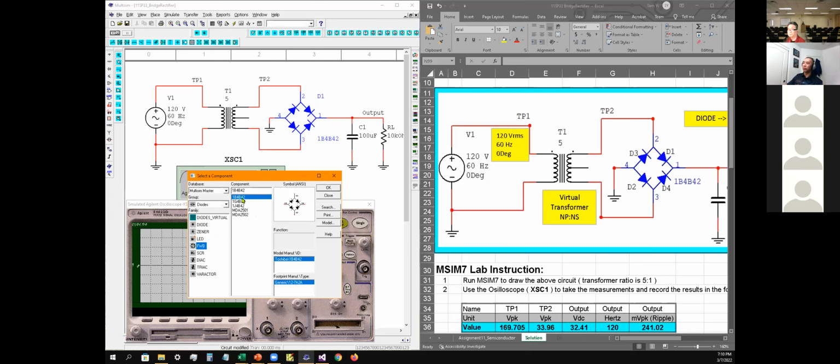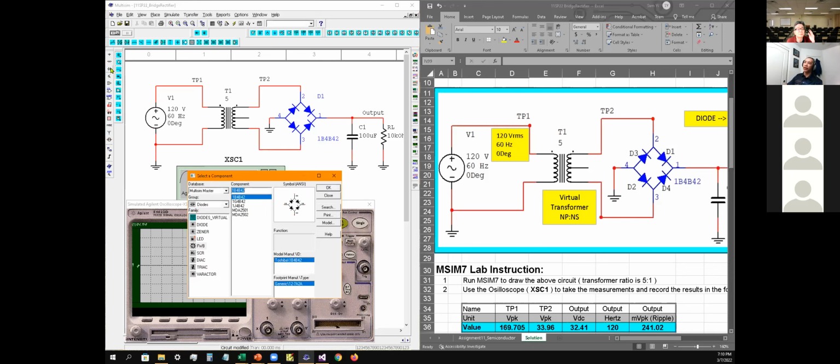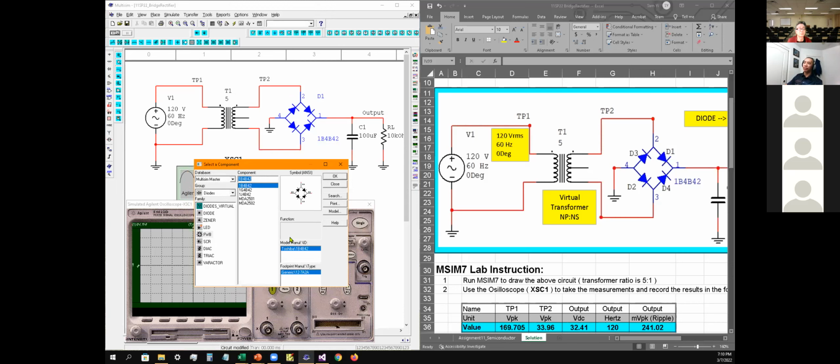I didn't see how you got that to the component. Okay, so what you want to do is come into the left side here. You go down one, so you've got the source, your basic component, and your diode. So the third one down, click on that, and it will bring up this menu selection. Okay.